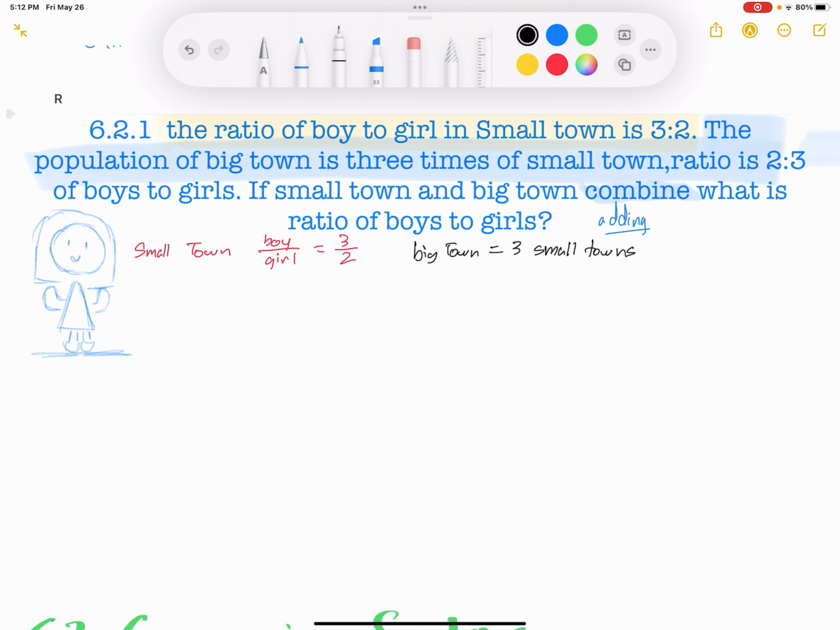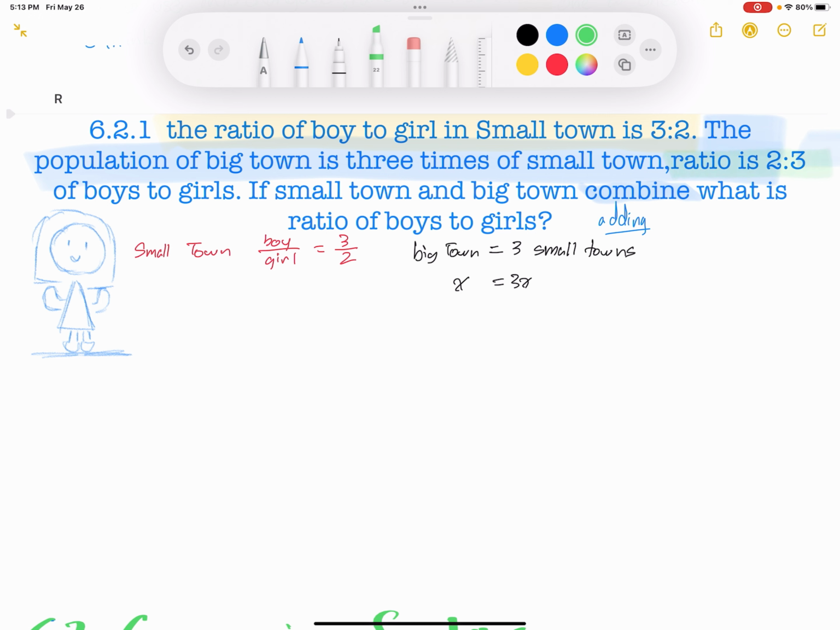So that basically means if we have one big town, that is equivalent to the size of 3 small towns, which means we could set up big town as x and small town as 3x, which is also something to keep in mind until the end of the problem. Next step, we shall be solving the next line.